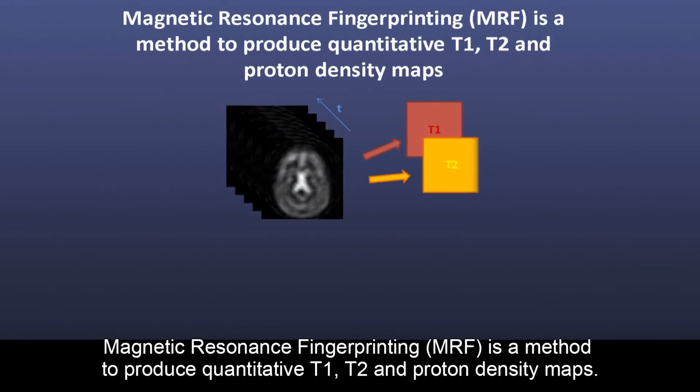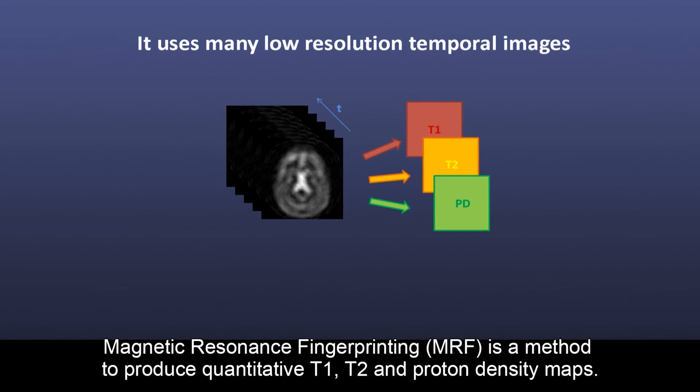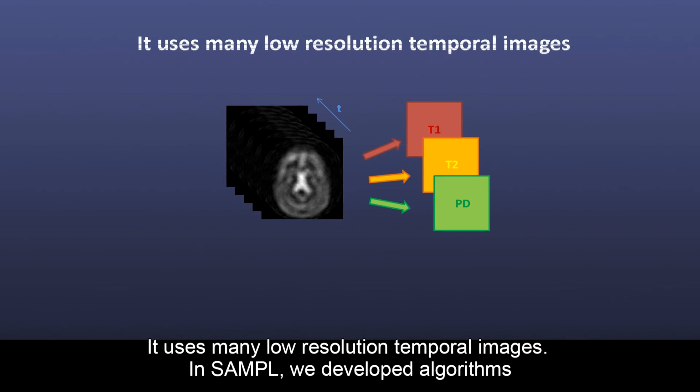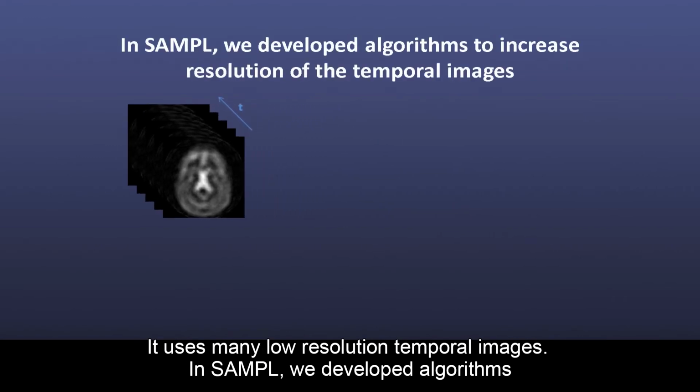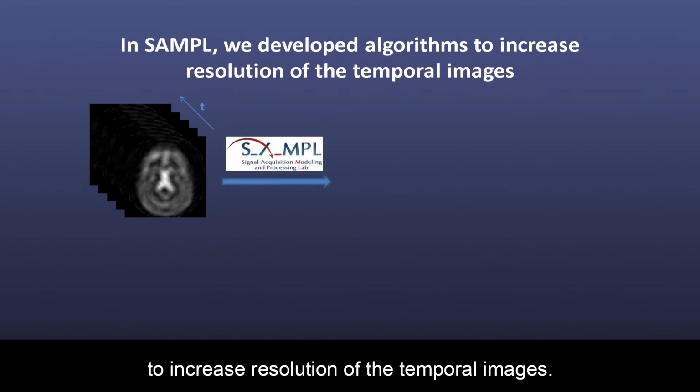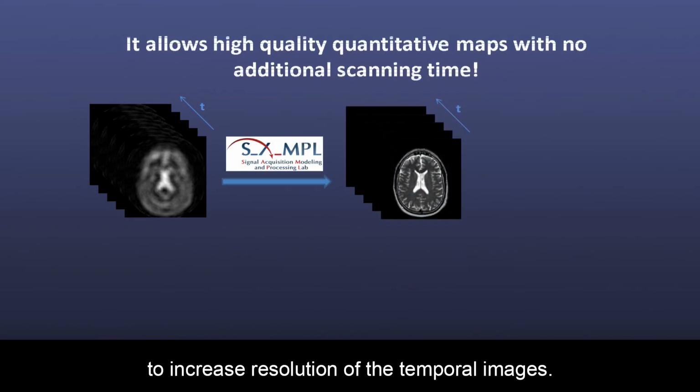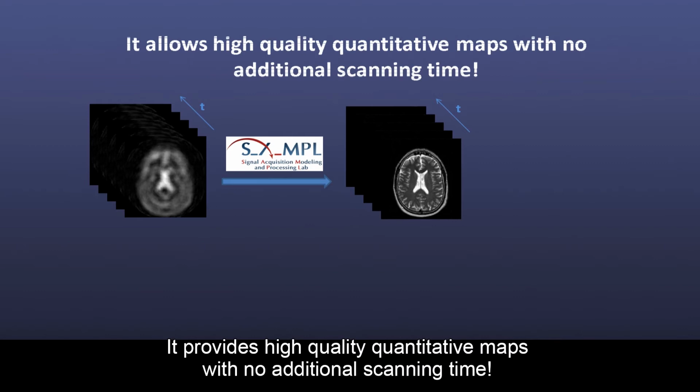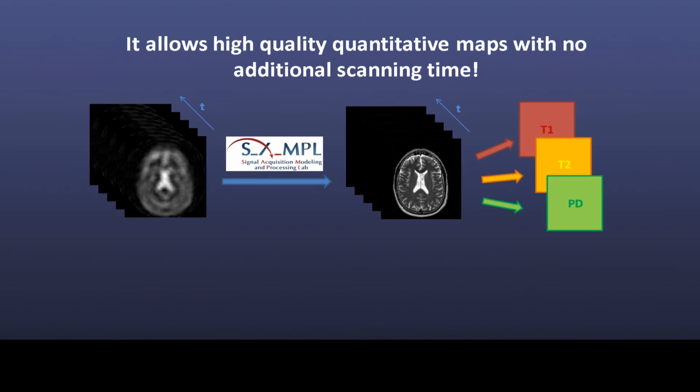Magnetic resonance fingerprinting, MRF, is a method to produce quantitative T1, T2, and proton density maps. It uses many low-resolution temporal images. In SAMPL, we developed algorithms to increase resolution of the temporal images. It provides high-quality quantitative maps with no additional scanning time.